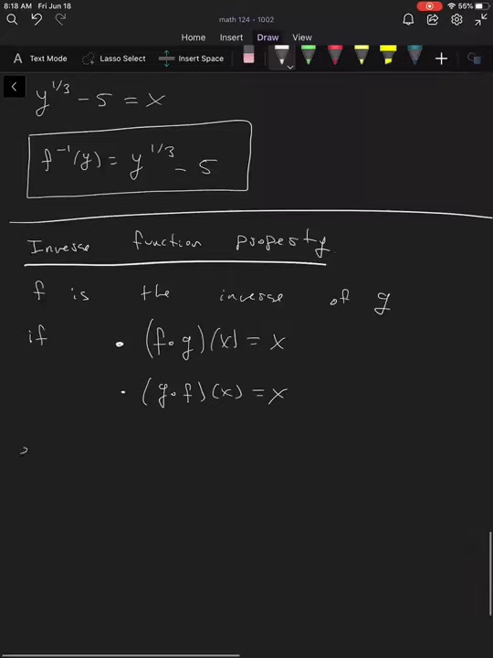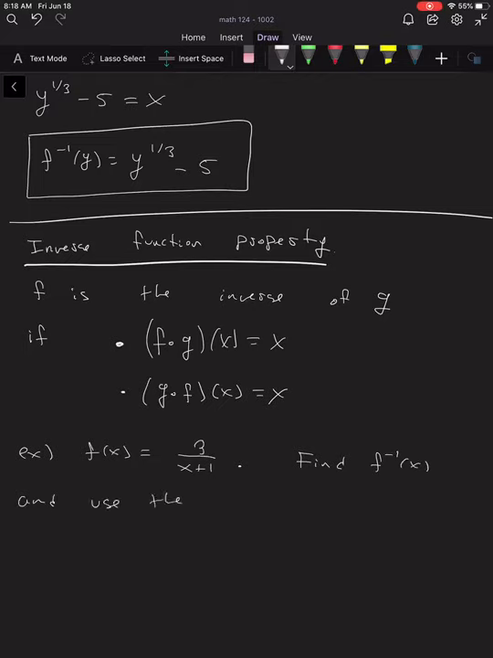So suppose we're given f of x is equal to 3 over x plus 1. And what we want to do is let's find f inverse of x and use the inverse function property to check our answer.